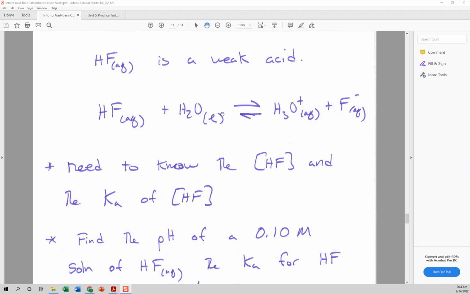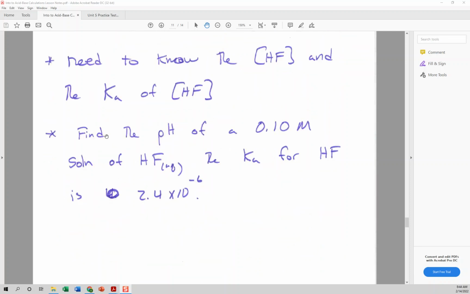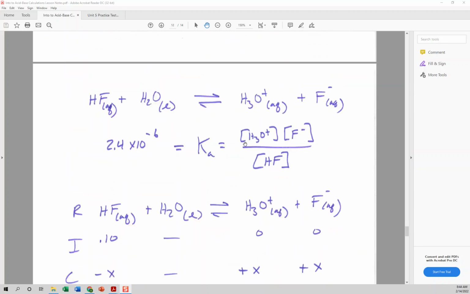So the equilibrium constant for this process would be the Ka of HF. So if we know the equilibrium position of this reaction and the initial molarity of HF, we can figure out the pH of the solution. It's just a simple RICE chart. So let's say we're given a 0.1 molar solution of HF, and we have to recognize that that is not the molarity of H plus because this is a weak acid. And we're told the Ka is 2.4 times 10 to the negative 6. So Ka would be equal to this expression. It's the equilibrium constant for that reaction, and we know what it's equal to.